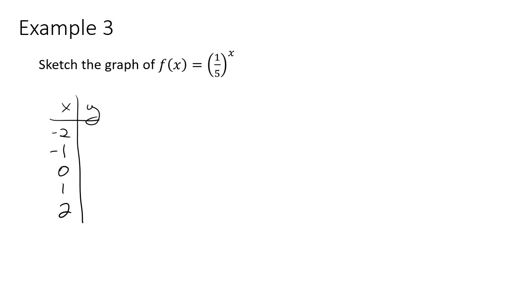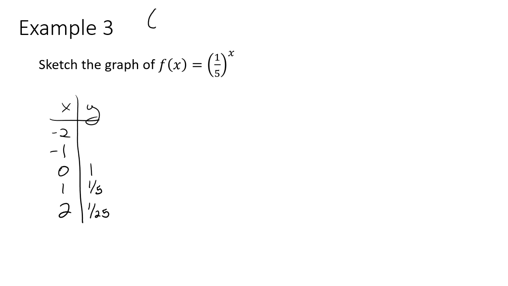If we plug in 0, 1/5 to the 0 is still 1. Anything to the 0th is 1. If we plug in 1 for x, we get 1/5 to the first power, which is just 1/5 itself. And if we plug in 2 for x, we get 1/5 squared, which would be 1/25.